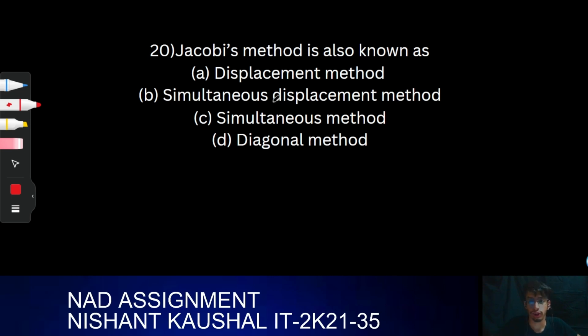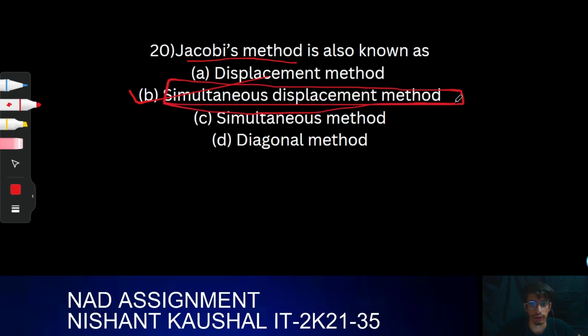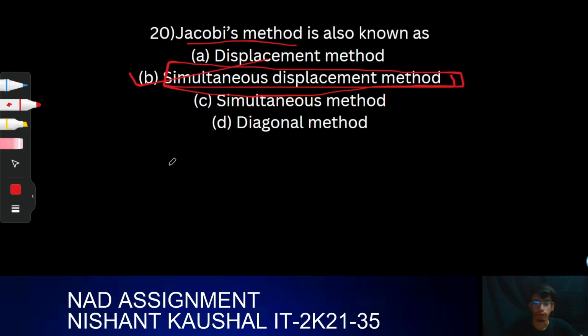Let us proceed to question number 20. Jacobi method is also known as. So Jacobi's method is also known as simultaneous displacement method. It must be remembered that Jacobi's method is also known as simultaneous displacement method. So with this question, we have completed both our first and second internal paper solutions. So thank you.